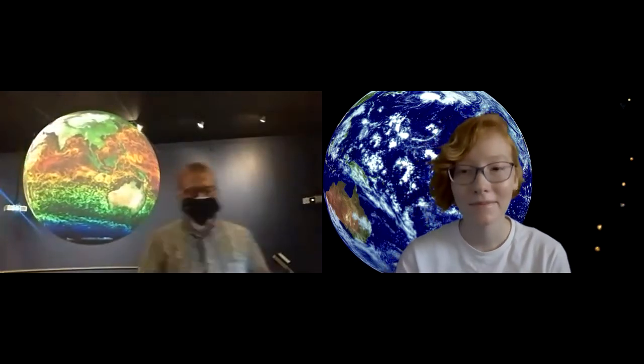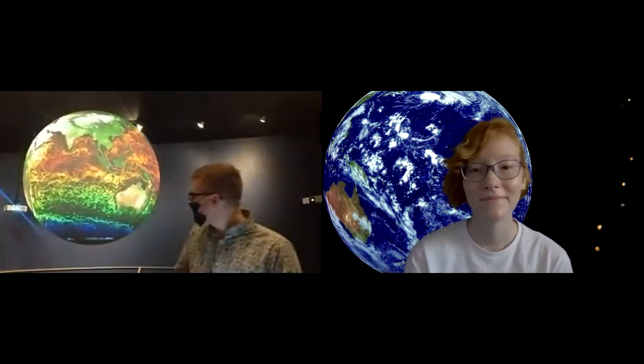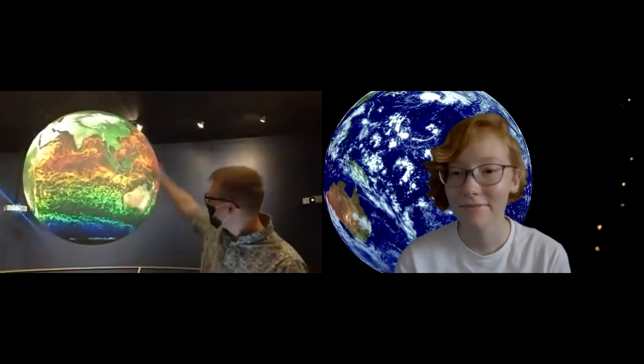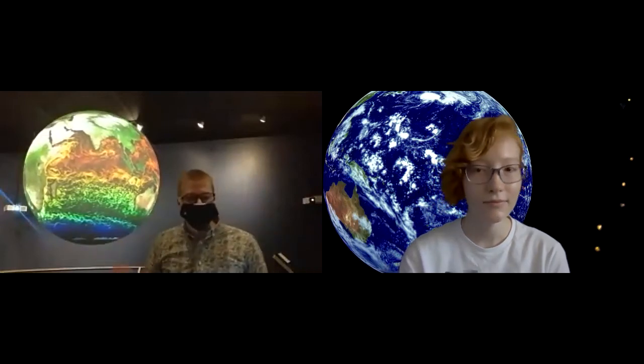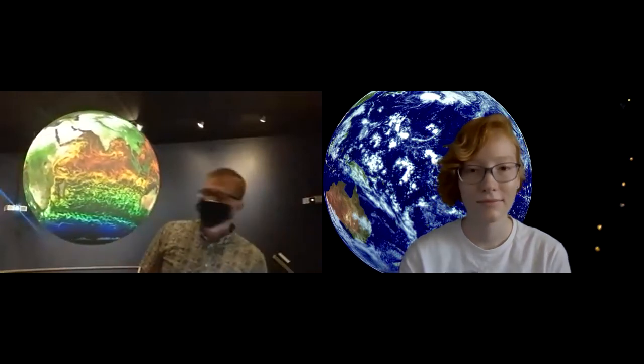Yes, exactly. So we can see that there's all these colored lines here. There's blue down at the South Pole, up at the North Pole. There's kind of red in the middle. So these colored lines are representing the temperature of the ocean going all throughout the Earth.